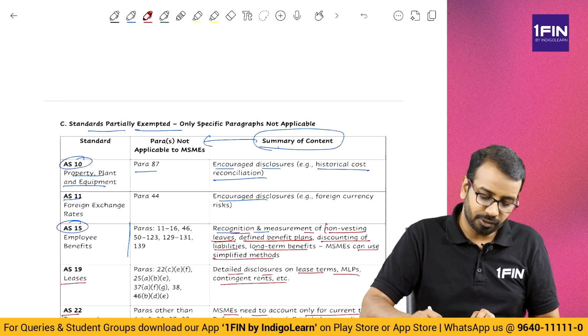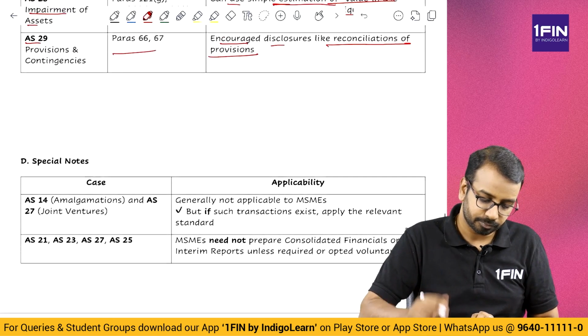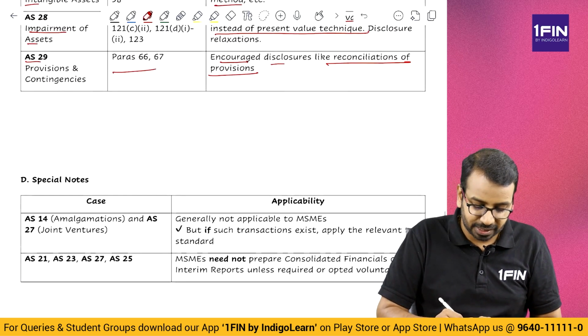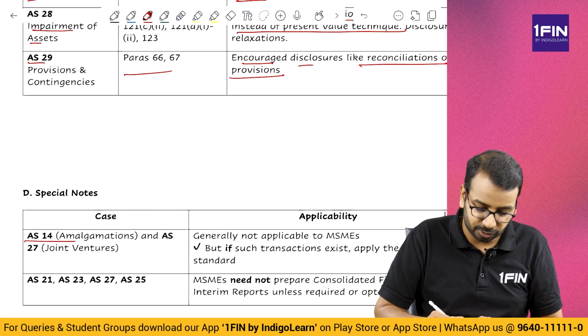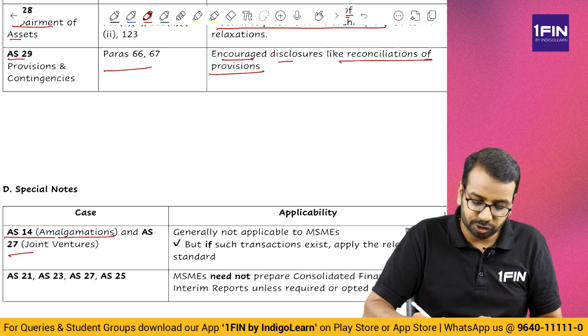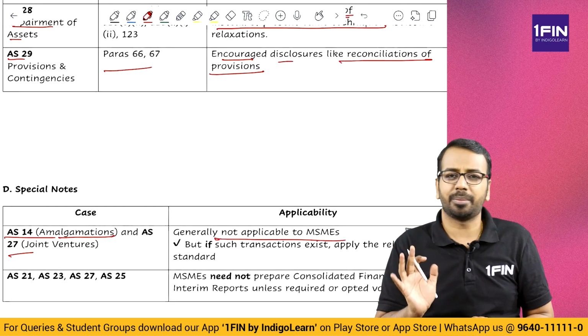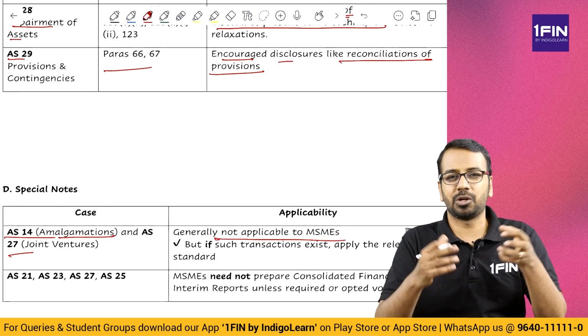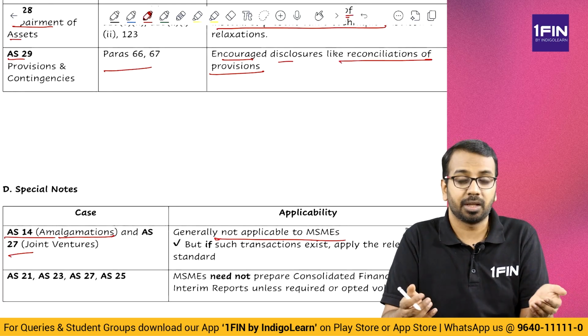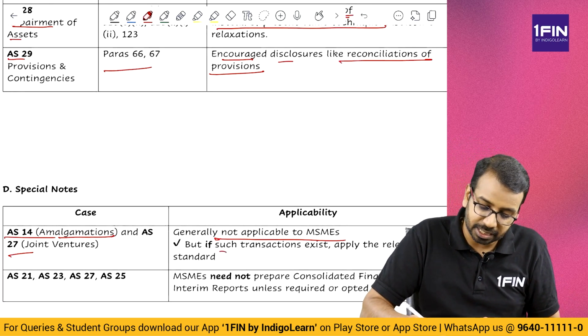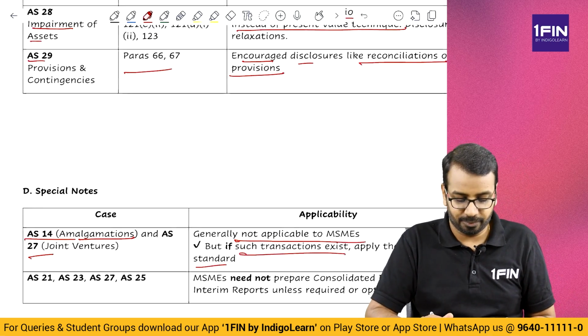Alright. Then moving on, as far as AS 14 is concerned, that is related to amalgamation, and AS 27, generally it is not applicable to MSME because amalgamation and all we typically do not see. Okay. However, if such transaction exists, we will apply the standard.